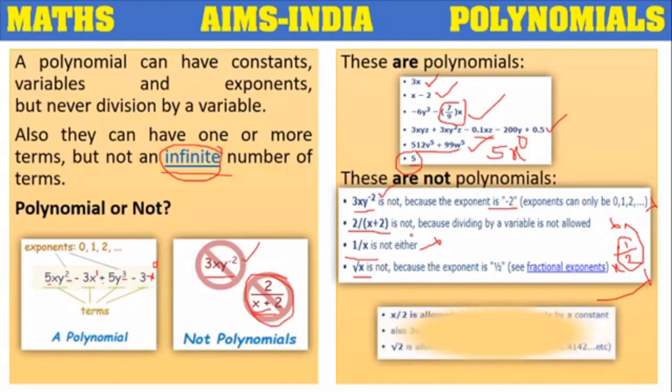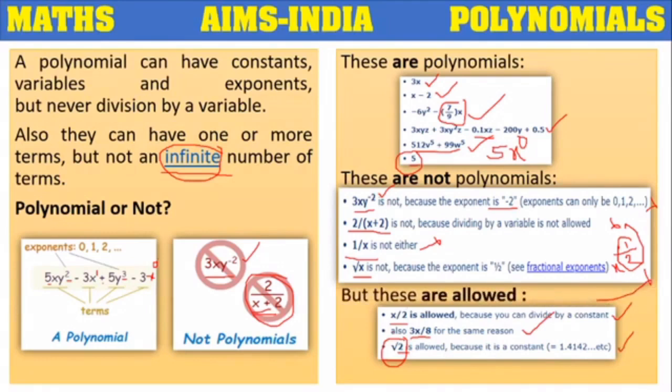If you take some more examples like this, x by 2. If we have a term x by 2, here division is done by a number or constant. So that's why this kind of polynomial is allowed. It's a polynomial. 3x by 8. Same case, same reason. Here also division is done by a constant. It's a polynomial. Root 2. Only one term, a constant term. Root 2 has a constant value, 1.4142 and so on. It is also one kind of polynomial. So these kinds of polynomials are allowed. We can take polynomials like that.